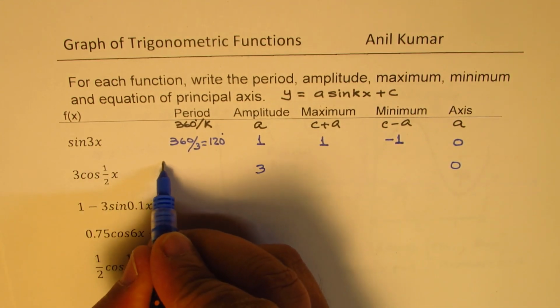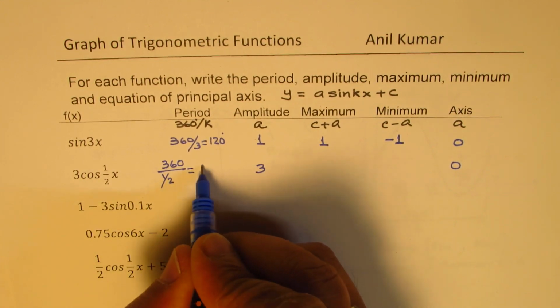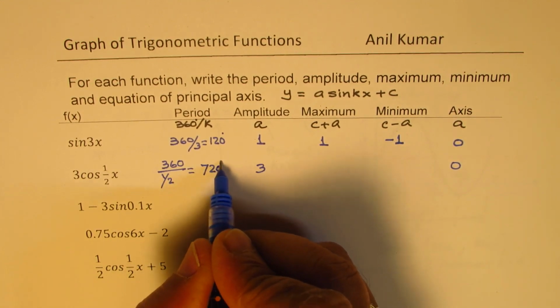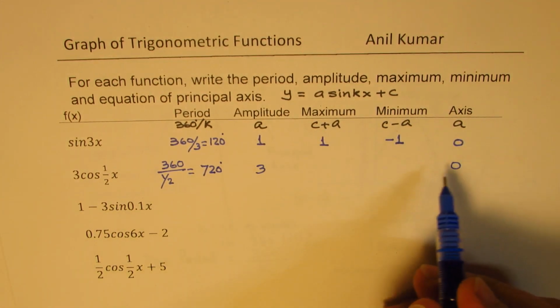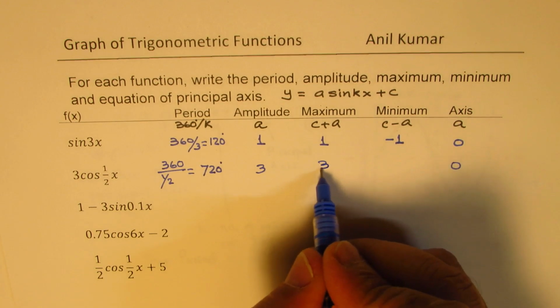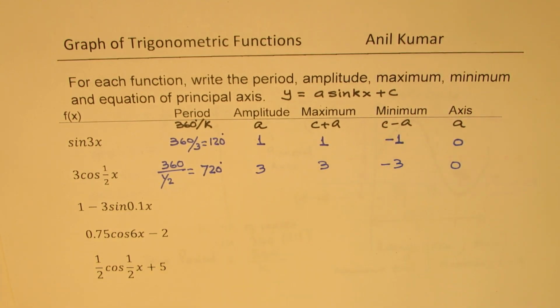Half. Half means we'll now divide 360 by half. So what do we get? We get 720 degrees. So that is the period now. Is that clear? Maximum and minimum, add these two, right? And then subtract. So we get minus 3. Is that clear to you?